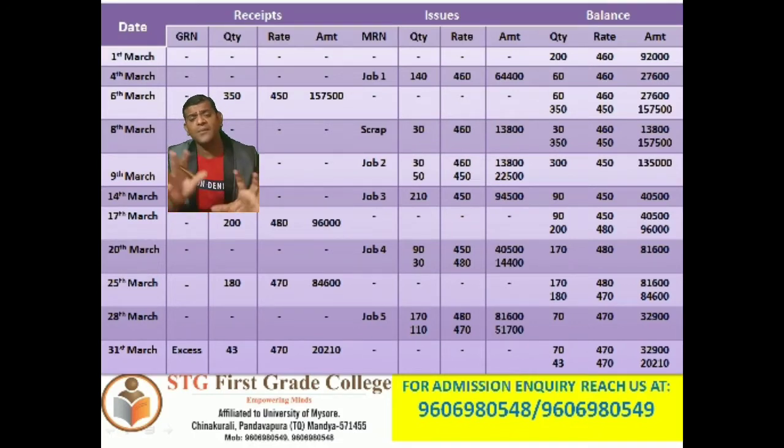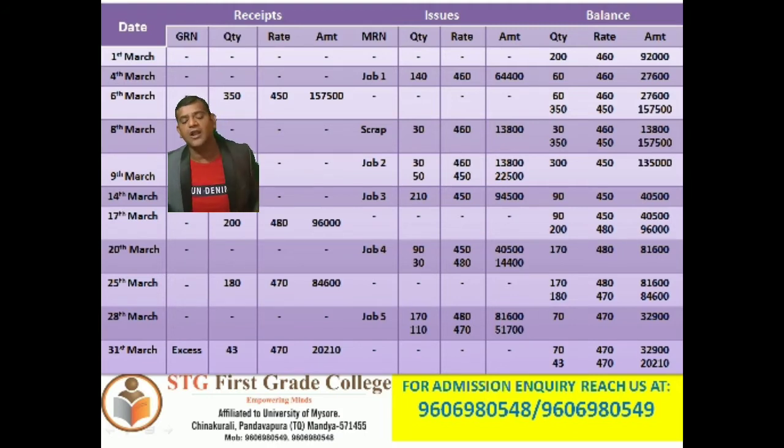So on 31st March, there was an excess of material. Due to wrong measurement, the scale they used for measuring was wrong. Clear? There was some error. So due to that, they have found excess. How much? 43 tons of materials is excess there. So whenever excess comes, that should be considered as a receipt, because we are going to receive it. Clear? We are adding it to the present existing materials. So write down in the GRN column excess quantity 43 tons at the rate of 470 rupees. So the amount comes to 20,210 rupees.